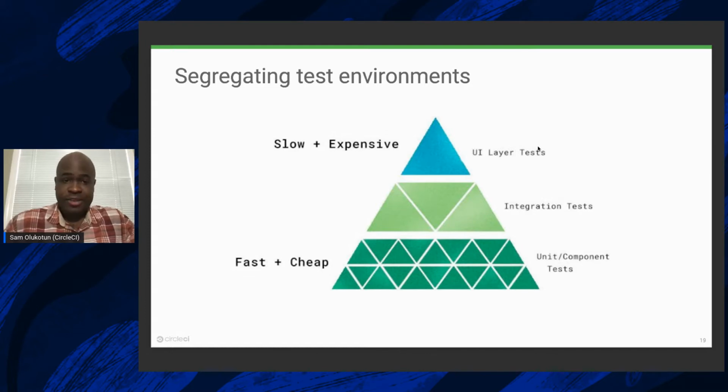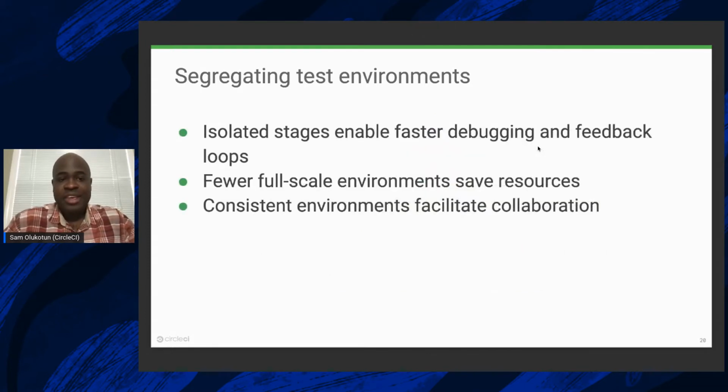Segregating your test environment means that with these isolated stages, you can enable your teams to get faster debugging and faster feedback loops. The fact that you're segregating these tests and only running them when they're necessary means you need to maintain fewer full-scale environments, thereby saving you resources. And finally, the consistency of these environments across your team makes it easier to facilitate collaboration around the code that the team is working on and helps avoid the situation where things are working on one person's machine but not working on a different engineer's machine.